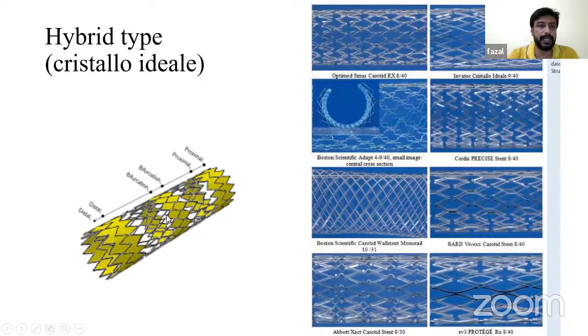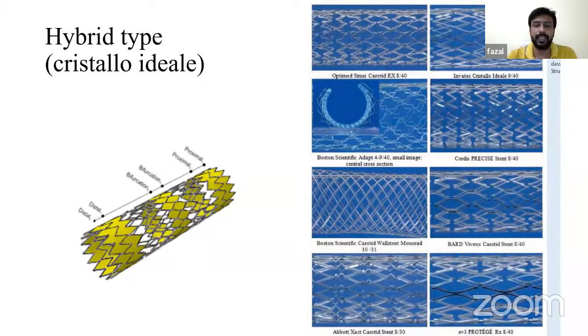And this is one of the hybrid types, Cristallo Ideal, where the distal parts are tapered, and the center part is closed type, whereas the distal parts are open type. The advantage with this is that the proximal part you can put in the straight segment of the ICA, and the distal part you can put in the ECA, and the closed cell type you can put exactly at the bifurcation, where the plaque will be completely embedded into the closed type, which will also reduce embolization. So this is the hybrid type where you have both open type and closed type in the same stent.